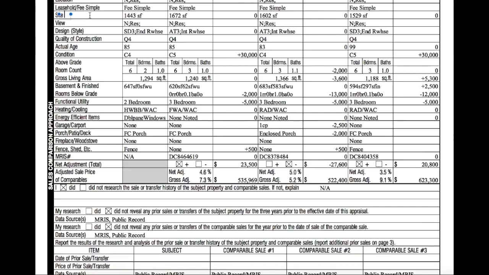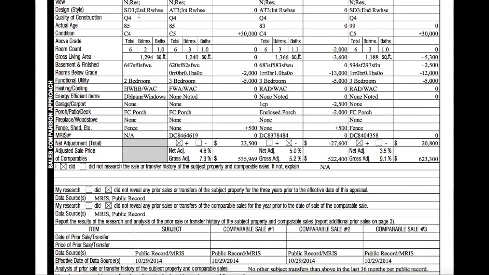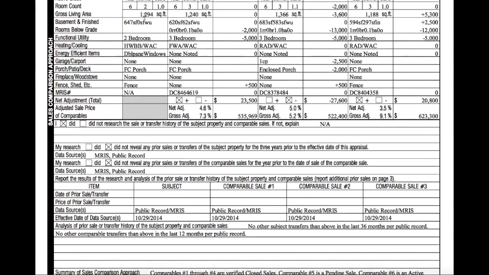Square footage of the site, of the lot size is interesting, comparing the comps to the subject property. Square footage is also interesting. Square footage of the home, the above grade gross living area they call it, of the subject property and all the comps is interesting to look at.